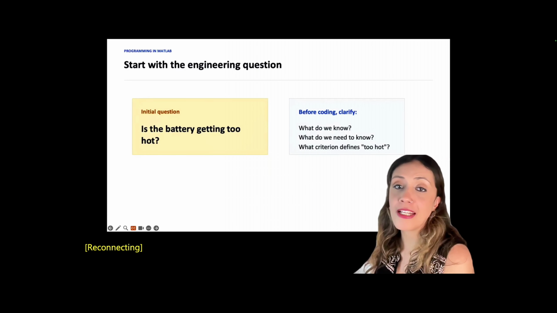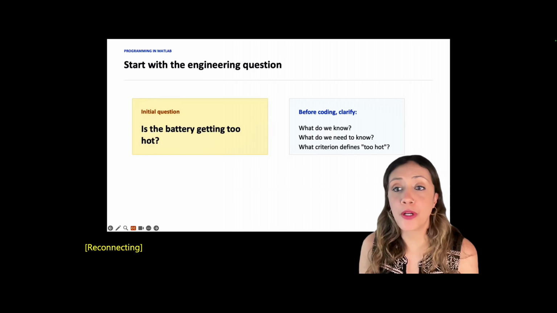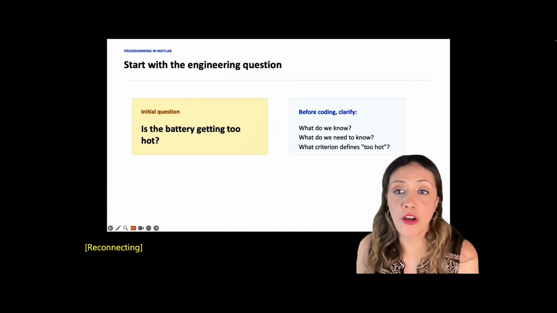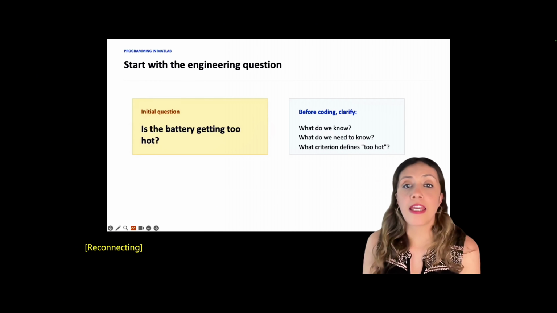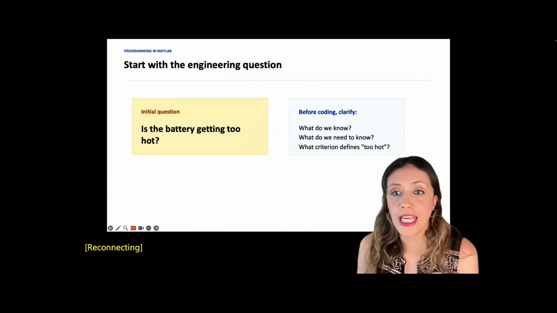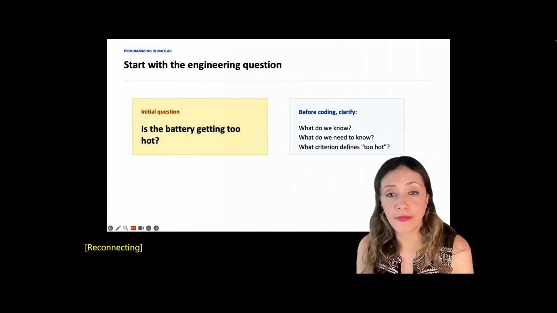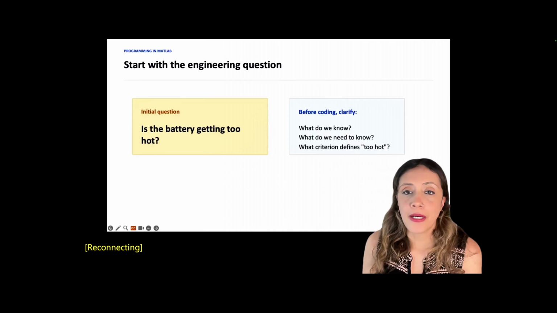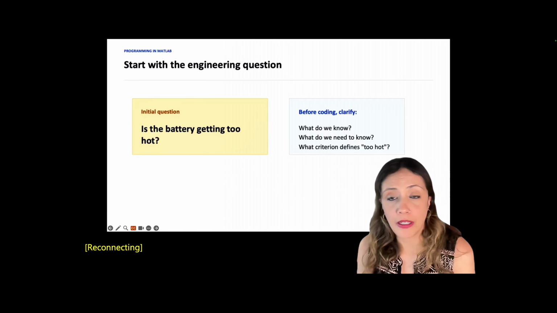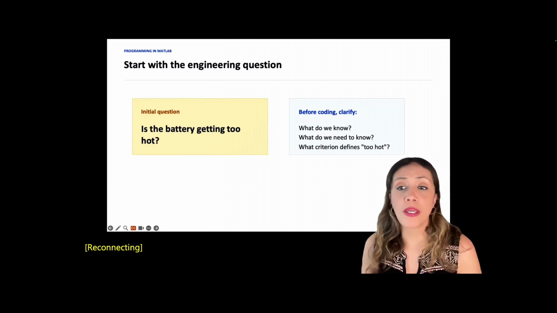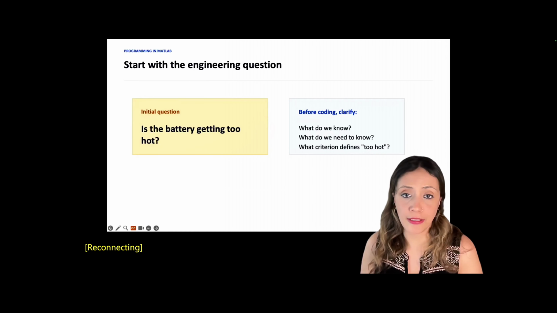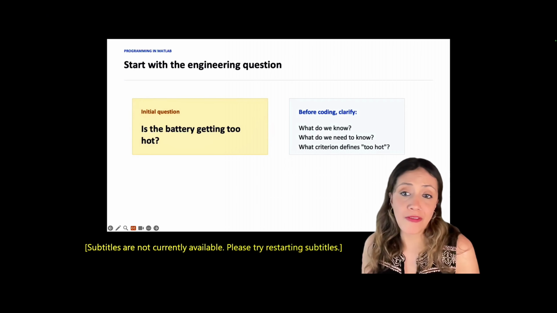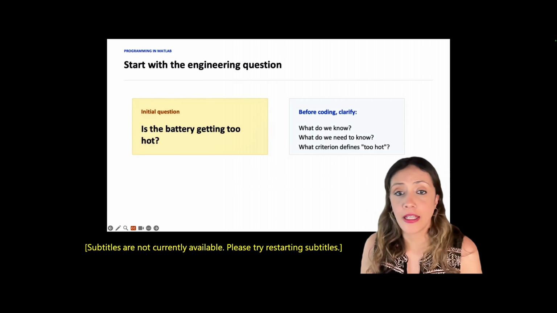So let's stick with the same engineering scenario from the pre-class video, where an engineering team is monitoring the temperature of a battery during testing. Here's the question we are starting with. Is the battery getting too hot? That sounds like a reasonable engineering question, right? But before we jump into MATLAB, let's think about whether we can actually answer that question yet. Can we answer it as it is? Or what information are we missing here?